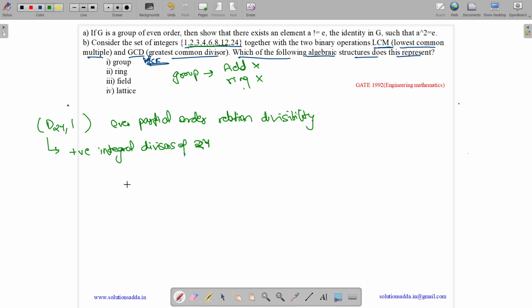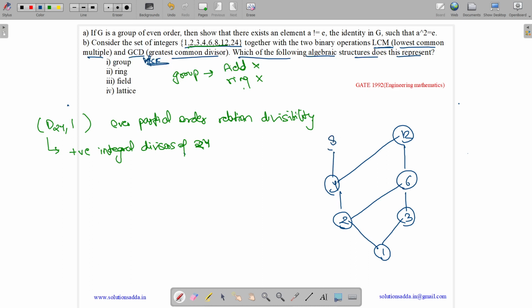So let us try to draw the map for this. The map will look something like this. Here we have 1, then we will have 2, 3, then we have 4, 6, then 12, then we have 8, and we have 24. Okay, so see what this map indicates. If we have 2 and 3, then its least upper bound is 6, which is our LCM. So least upper bound is nothing but our LCM.